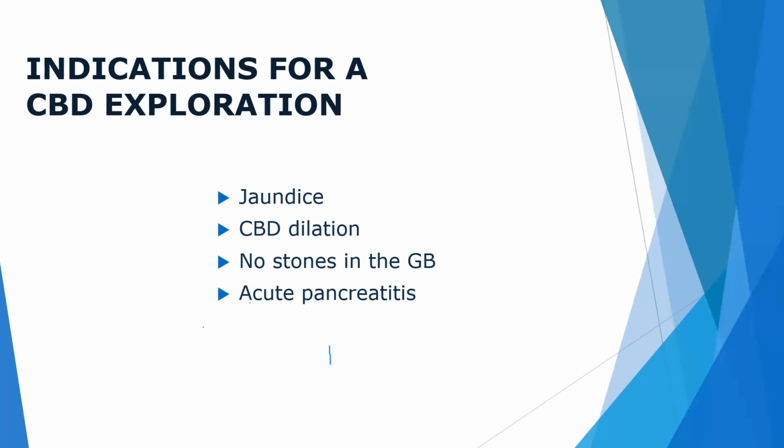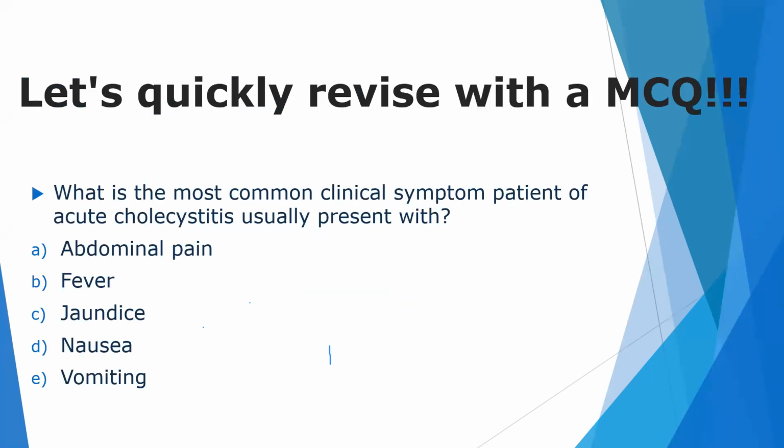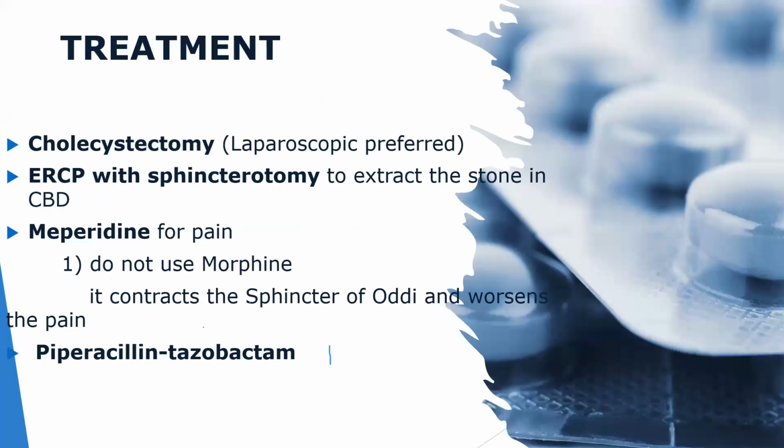In drugs, meperidine is used for symptomatic treatment of pain, but it is not the permanent solution. I am talking about not using morphine, because it contracts the sphincter of Oddi, and that will further worsen the pain of the patient of acute cholecystitis. So meperidine is indicated for the pain, not the narcotic analgesics, especially morphine.